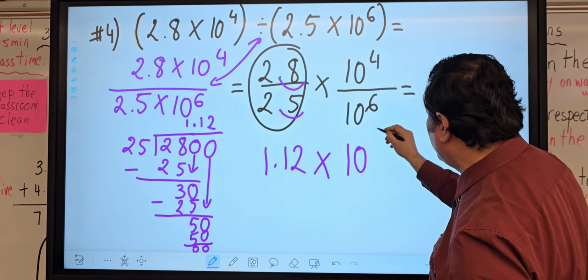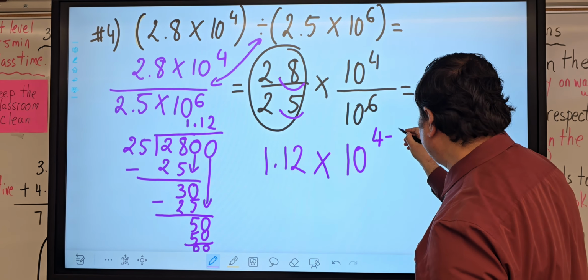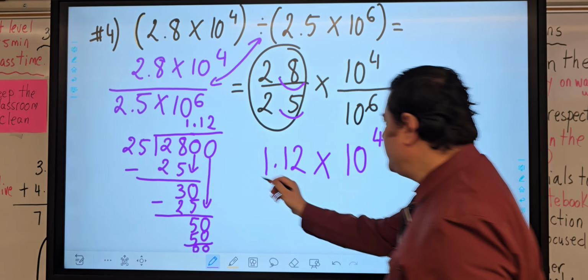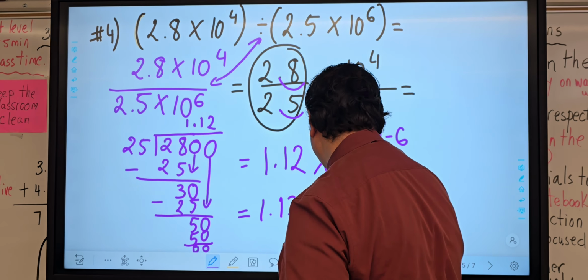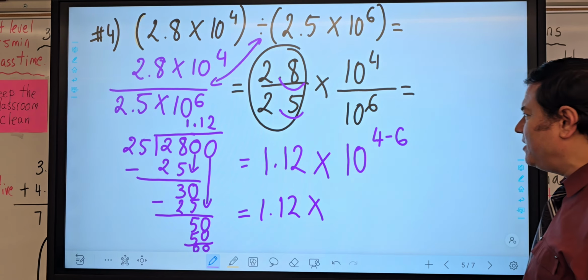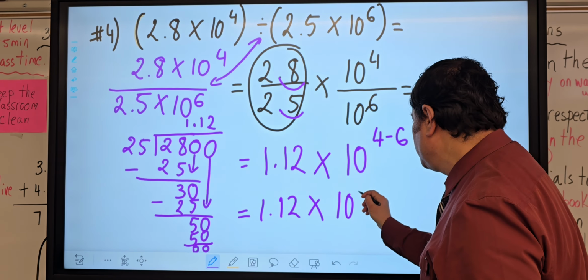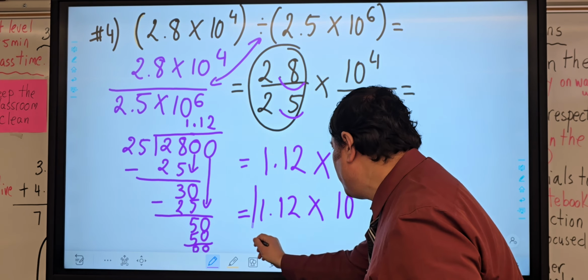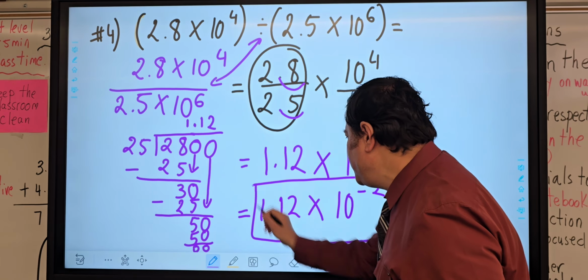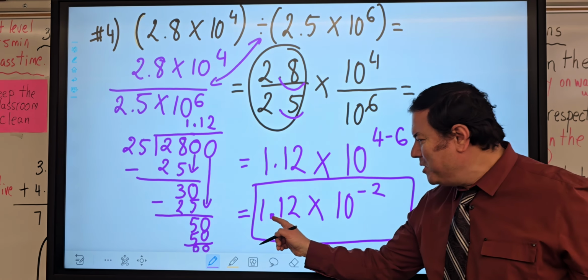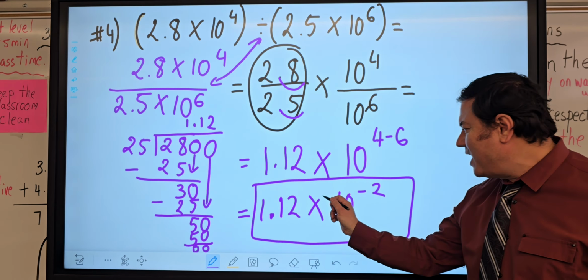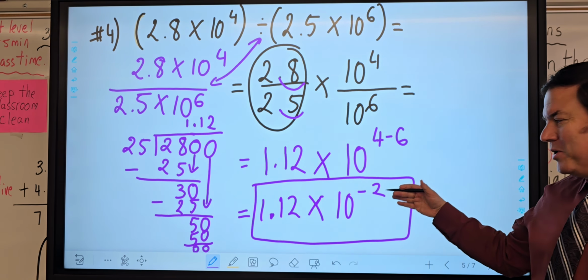And times, and remember, based on the quotient of powers property, we keep the base, which is 10, and we subtract the exponents, 4 minus 6. And let's see what we get. 1.12 times 10 to the power of 4 minus 6, which becomes negative 2. 10 to the negative 2. And this is our final answer, because this number is written in scientific notation. Remember, the decimal is placed between the first and the second digit times a 10 to an exponent, in this case negative 2.